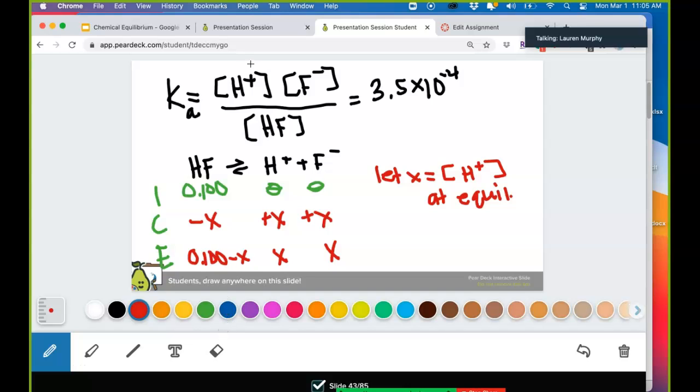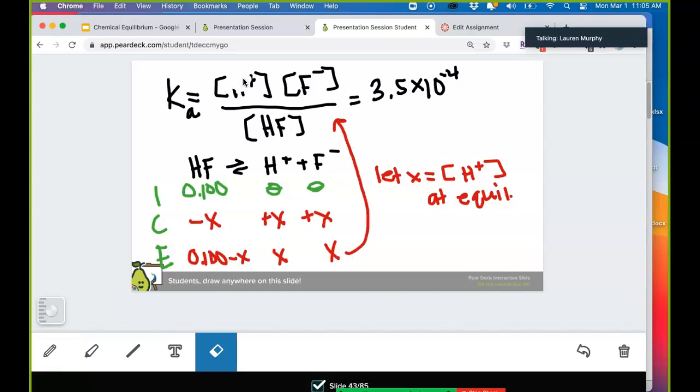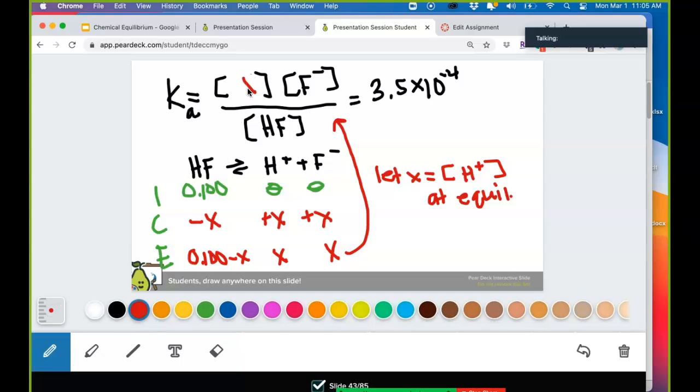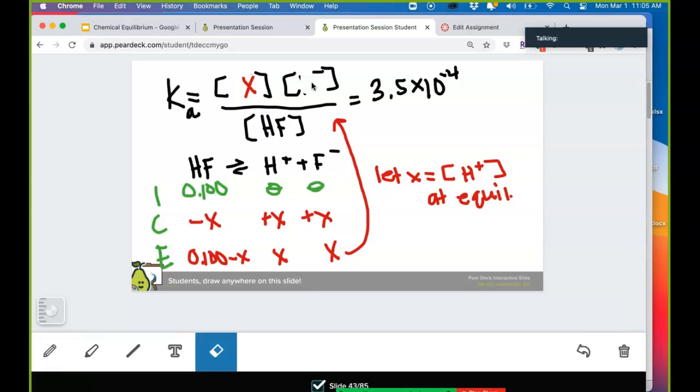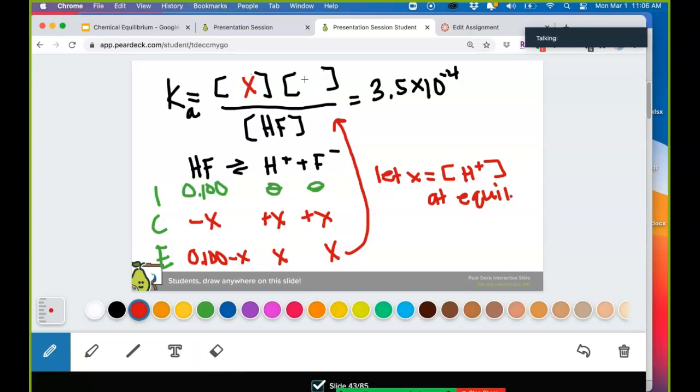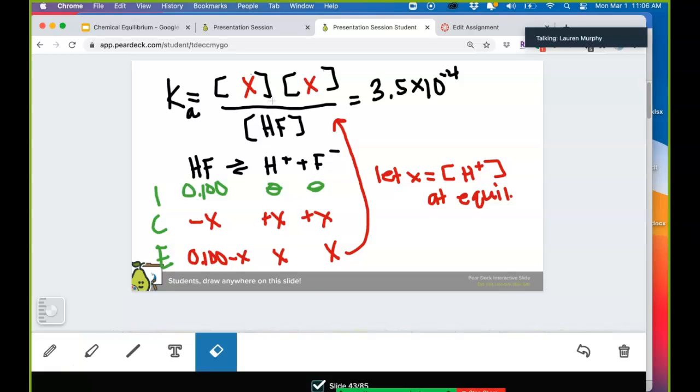And now you take these and plug them into the equilibrium expression. These are my equilibrium values. So the hydrogen ion concentration is X. The fluoride concentration is X. And then the HF is 0.1 minus X.